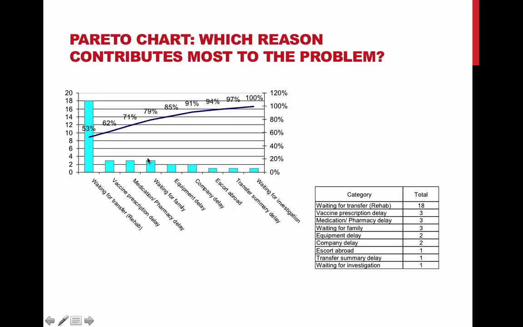Now what this graph really tells me is, if I want to address this problem, where will I get the maximum bang for my buck? If I solve the problem of waiting for transfer, that is immediately going to improve my results by at least 53%. So that is why a Pareto chart is helpful, because it pictorially helps you to see what is going to give you the maximum bang for your buck. Where should you prioritize your effort?